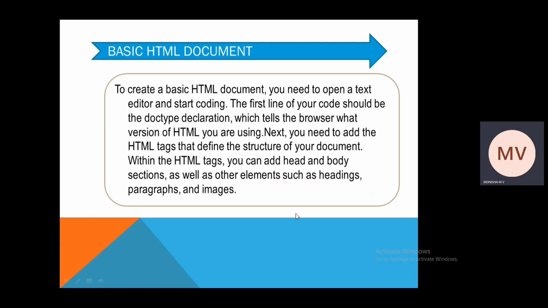Now, let us see what the basic structure consists of. Basic HTML document. To create a basic HTML document, you need to open a text editor and start coding. The first line of your code should be the doctype declaration, which tells the browser what version of HTML you are using. Next, you need to add the HTML tags that define the structure of your document. Within the HTML tag, you need to have a head and a body section, as well as other elements such as headings, paragraphs, and images. Let us see how it will look.